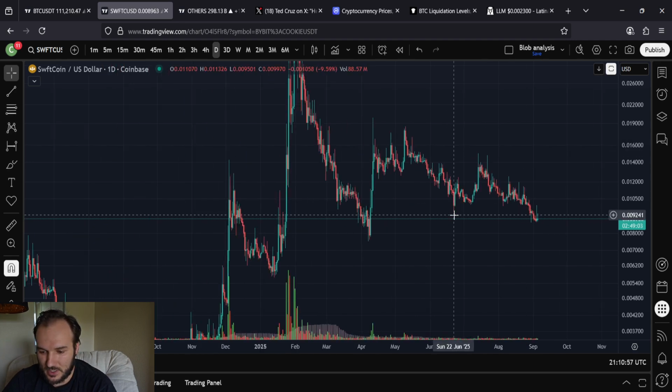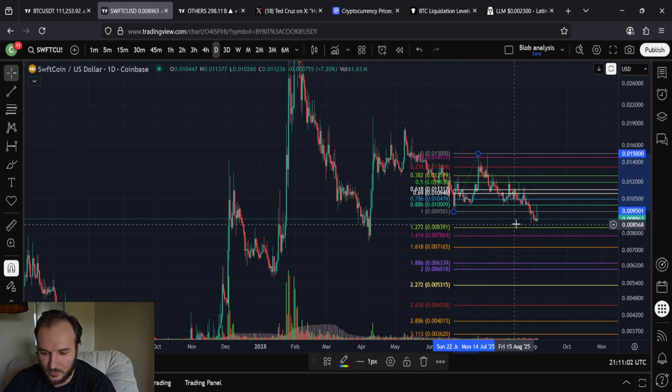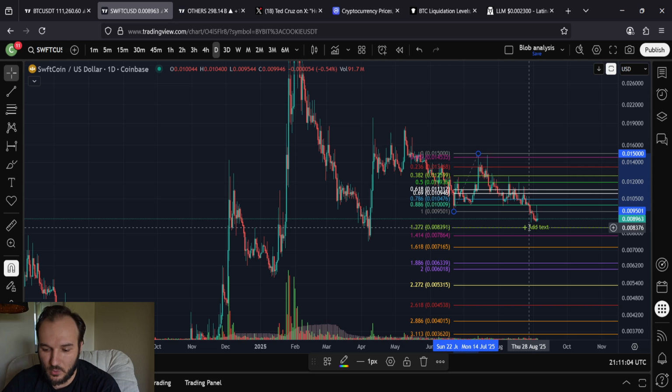I want to look at this relative low to high as well. Yeah, the 1.272 at 0.084 to 0.071. I think that's the area that you're going to, man. Something just a little bit lower down there.